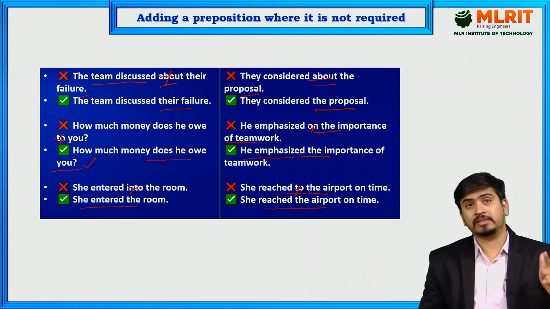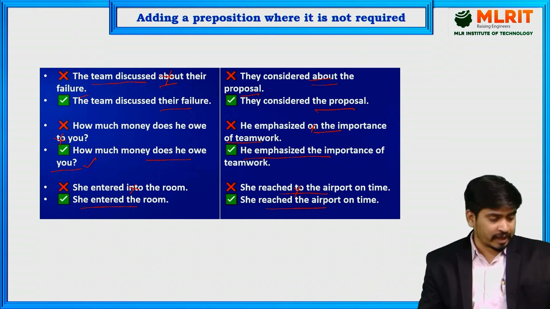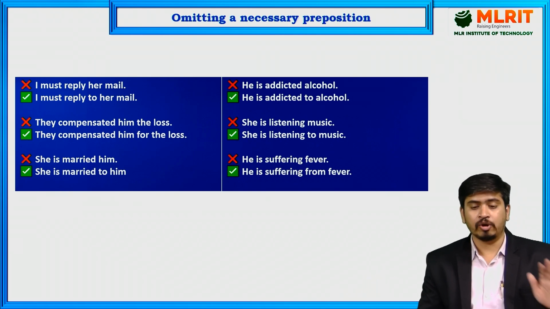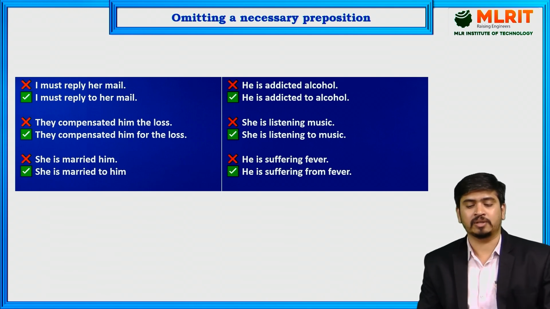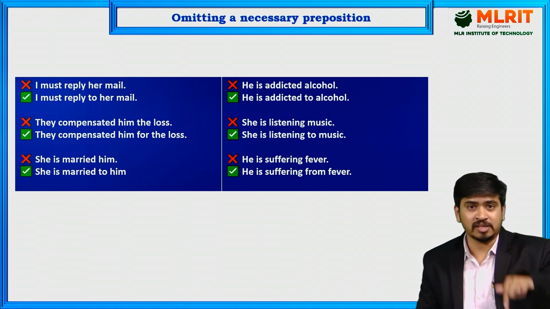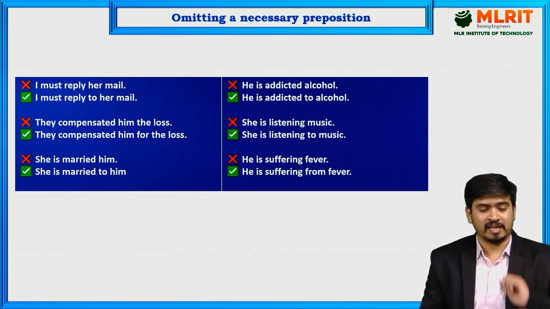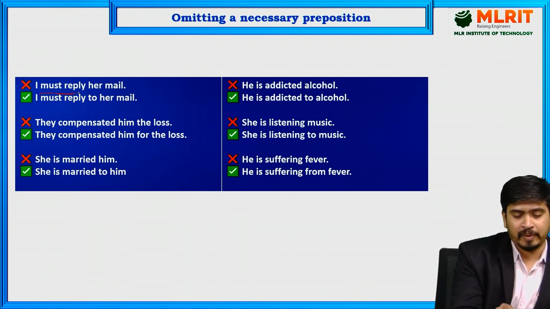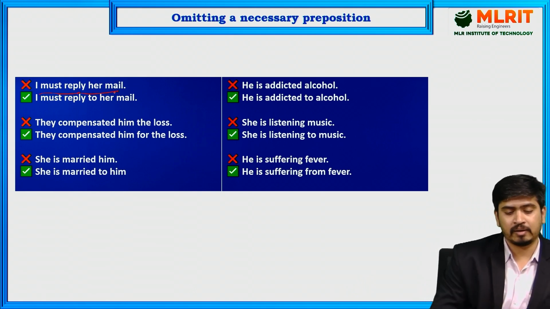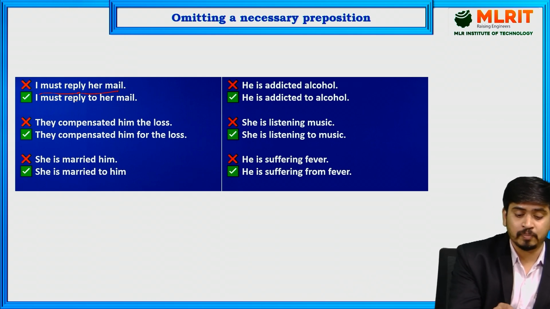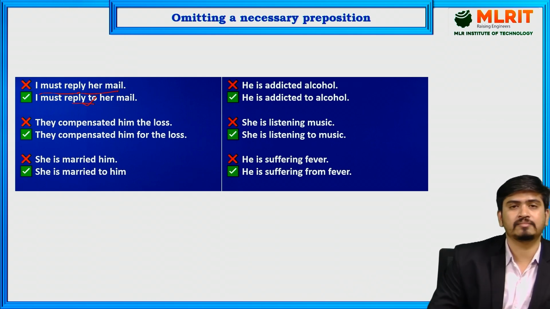Now next, let us go into the next common error, that is omitting a necessary preposition. Here the preposition is necessary, but we don't use it. We remove it. Let's see examples. I must reply her mail. No, I must reply to her mail.